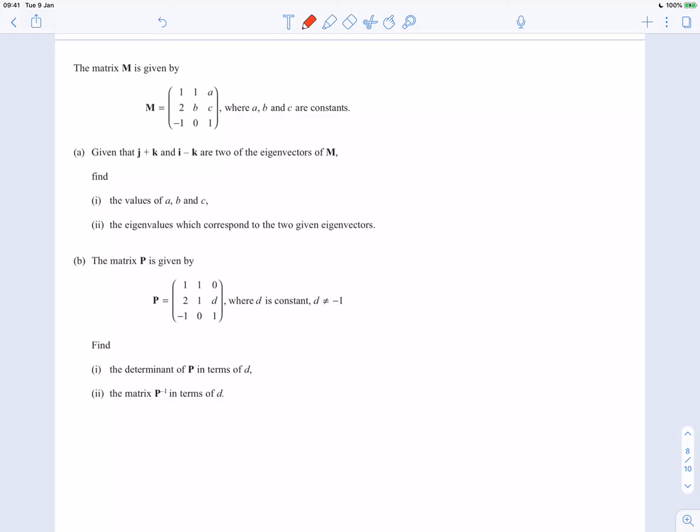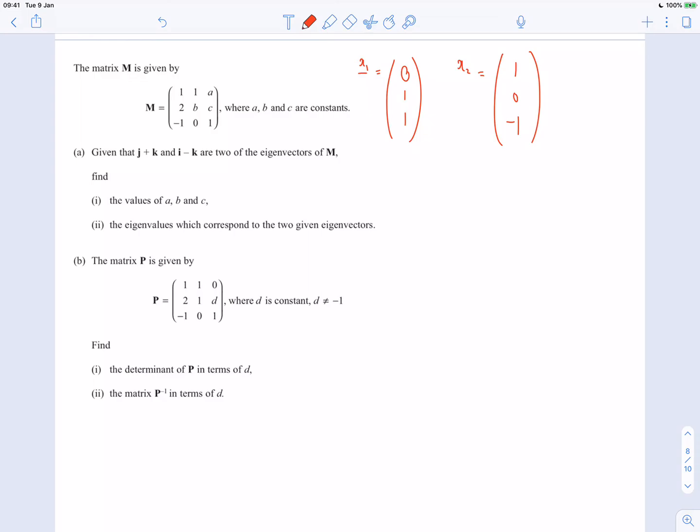Definitely got eigenvectors here this time. So the matrix M is given by that. Given that j plus k and i minus k are 2 eigenvectors, so j plus k means we've got 0, 1, 1 as an eigenvector. Let's call this x1. And another eigenvector, x2, is i minus k, which is 1, 0, minus 1. Find the values of a, b, and c.